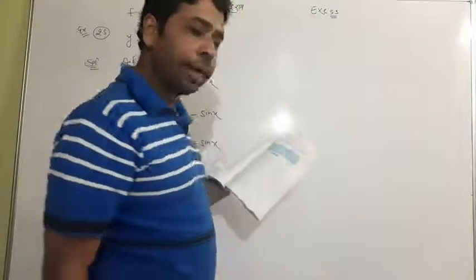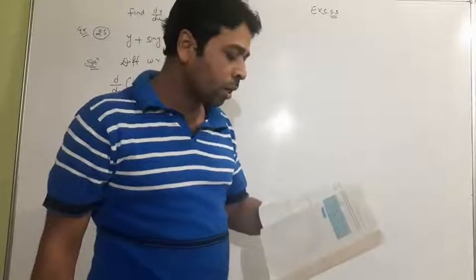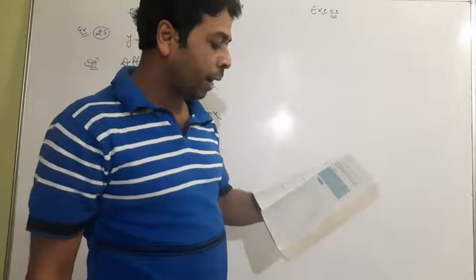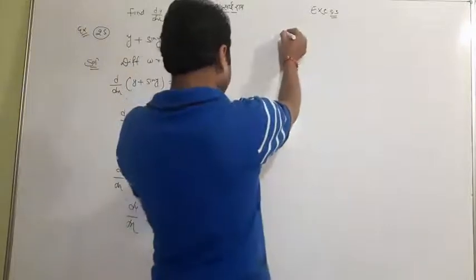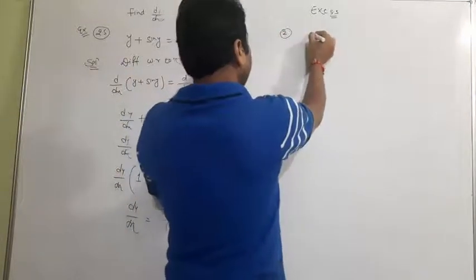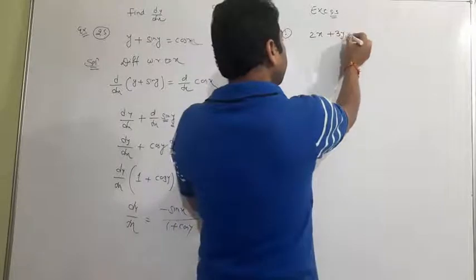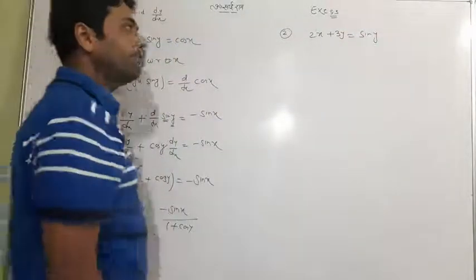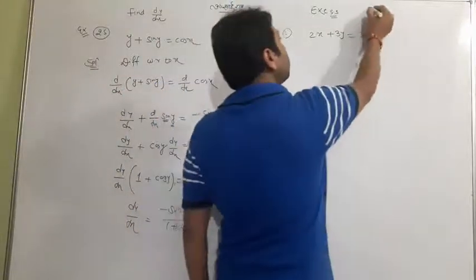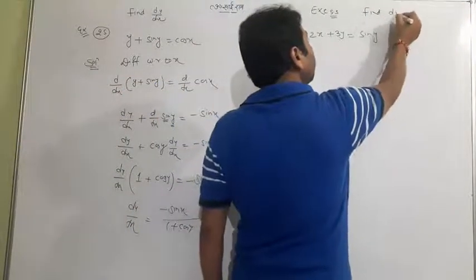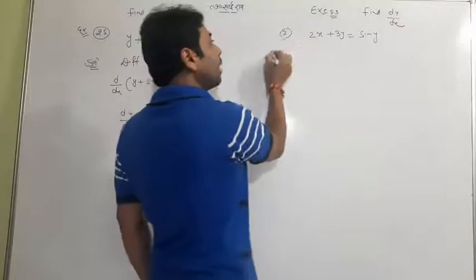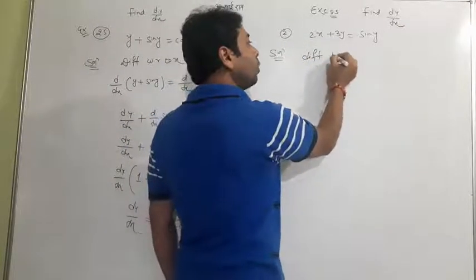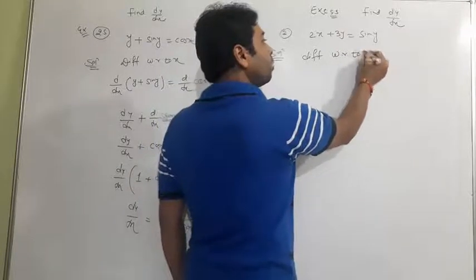All 8 questions come in a sequence, so I want to tell you one question which actually gives you more idea. Suppose I am taking question number 2: 2x plus 3y is equal to sin y. We want to find dy by dx. In every question till 8 we want to find dy by dx, and what will we write in the solution? We will write: differentiate the equation with respect to x.